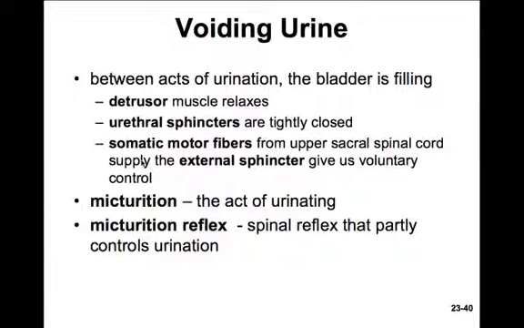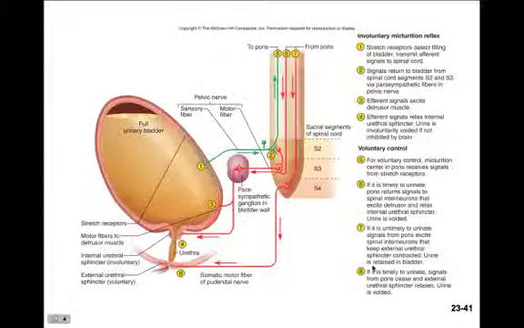The micturition reflex is a spinal reflex that partly controls urination. Let's look at that. There are two components: the involuntary micturition reflex and the voluntary control. In the involuntary micturition reflex, we're going to see that stretch receptors detect filling in the bladder and transmit afferent signals into the spinal cord.